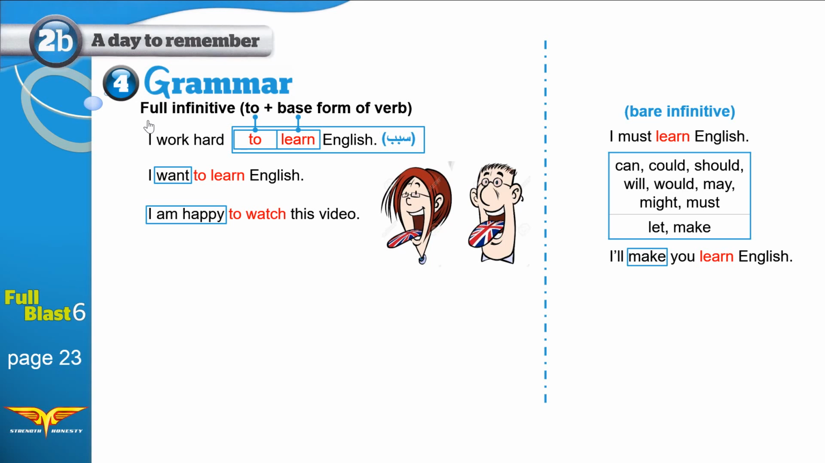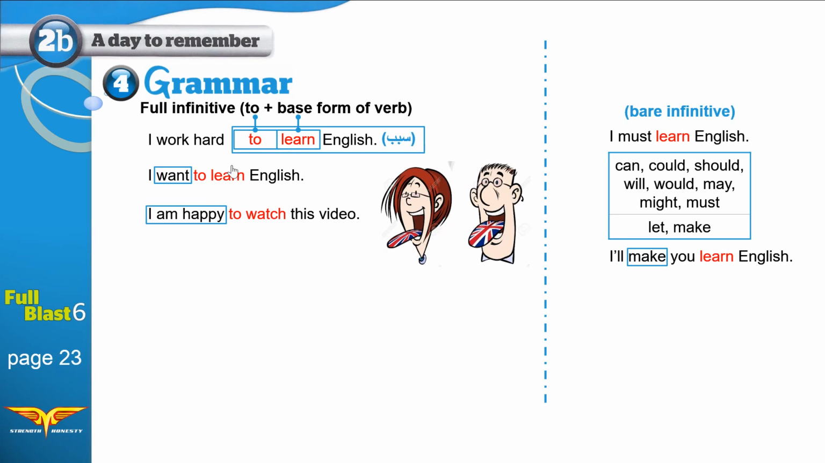We learned when to add to the base form of the verb, like a verb like learn. We learned that we add to before the verb when we are talking about the reason why I'm doing something. Why do you work hard? I work hard to learn English.